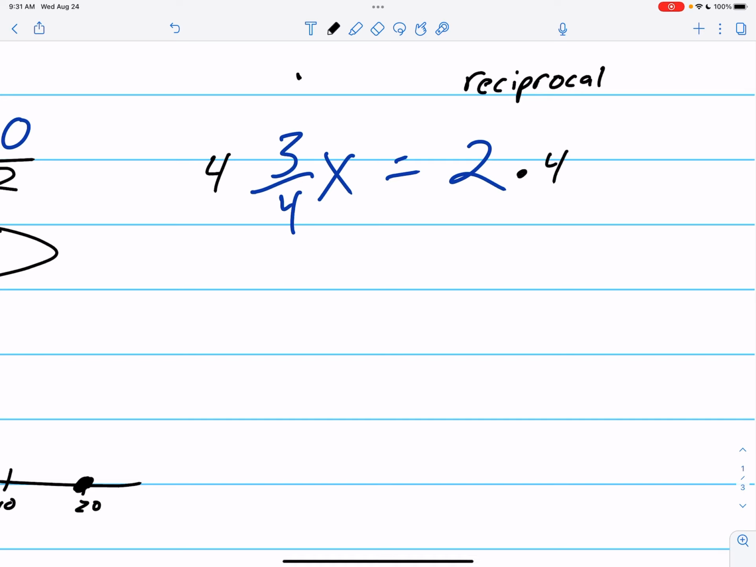But Mr. X, how do I do the whole number times a fraction? Same thing as before. Put it over 1, top times top, bottom times bottom. And on the right, I get 8. Okay, 12 divided by 4 is 3.